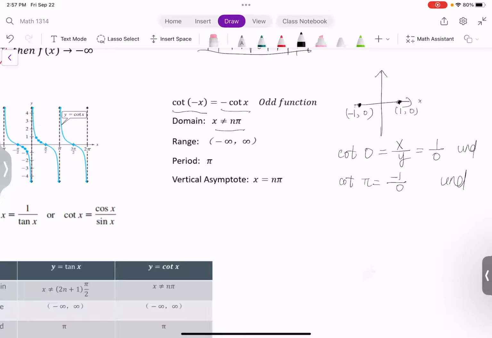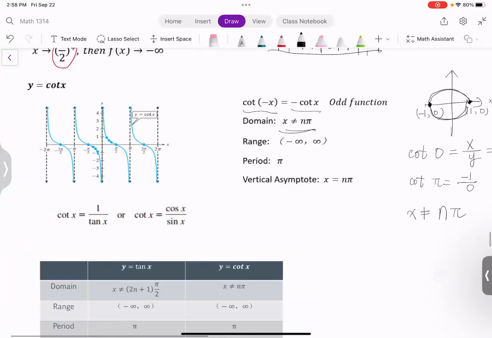Based on the first point, do a rotation of half pi, pi, another pi, another pi. So my x is not equal to n times pi: 0 pi, 1 pi, 2 pi, -1, 2, 3, 4 pi. Having the terminal side on the x-axis makes the cotangent undefined. That's the reason the domain of the cotangent is x not equal to n pi. How about the range? From the graph, you can tell the range is negative infinity to infinity. The period is pi.